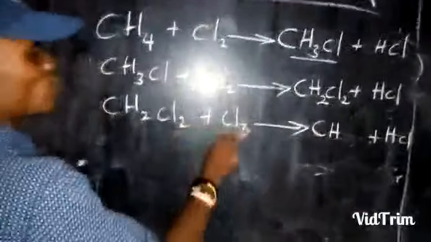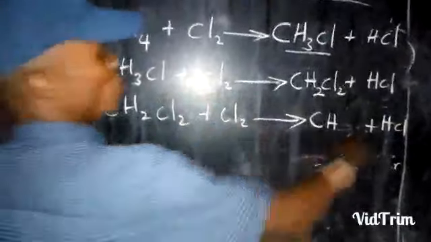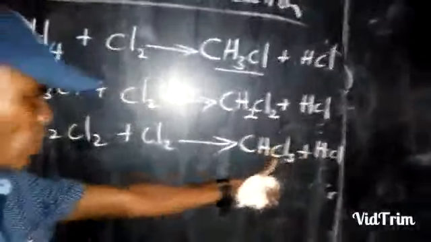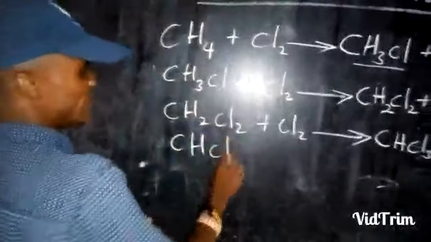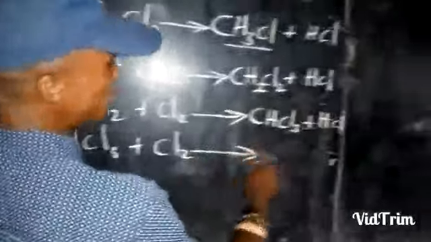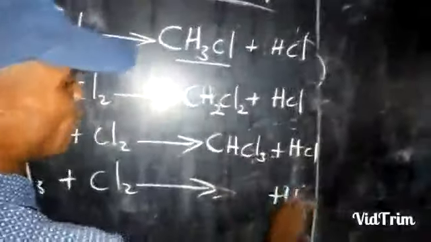We have 2 plus 2, 4 chlorine atoms on the left. But 1 is already here. That means 3 more chlorine atoms. The product that I have got here, I will transfer it here. I have CHCl3. I still add chlorine to that. It's giving me HCl as last product.